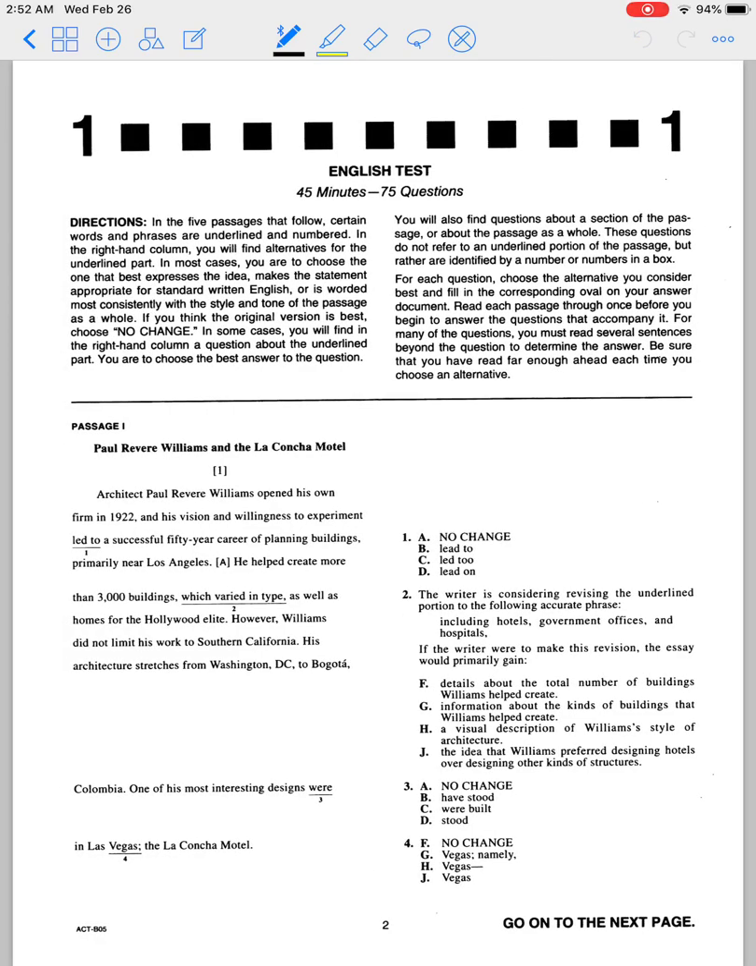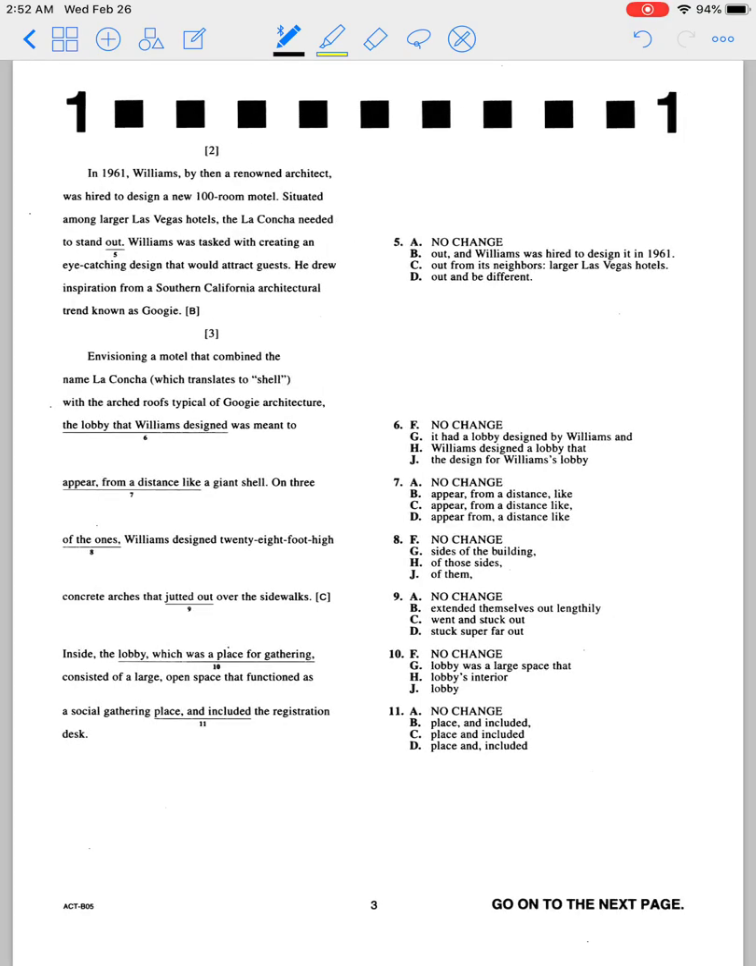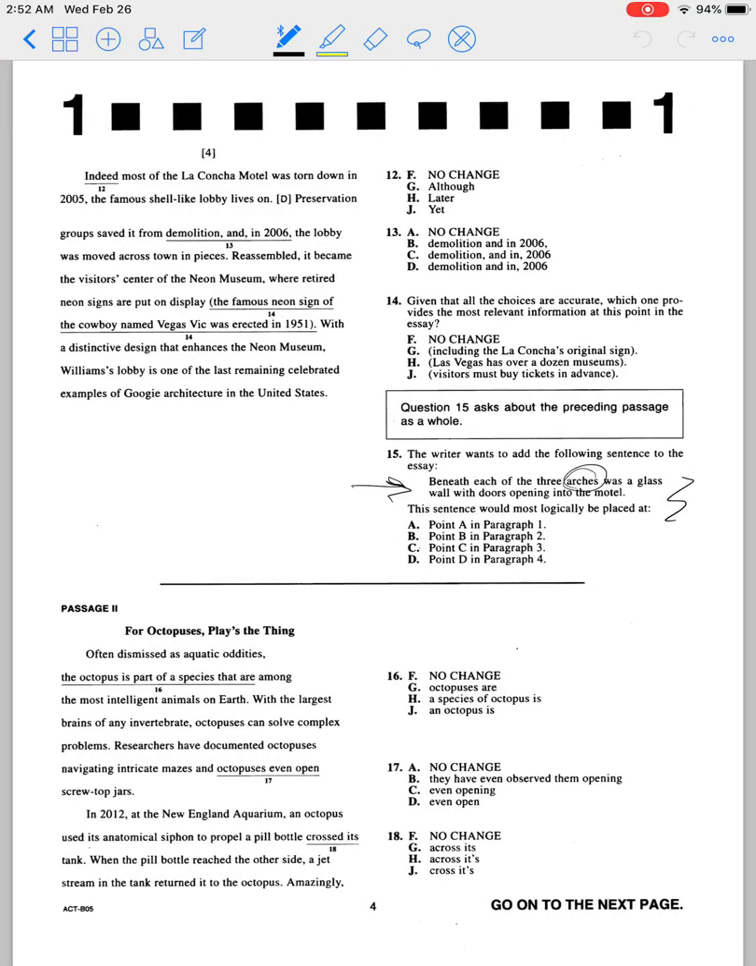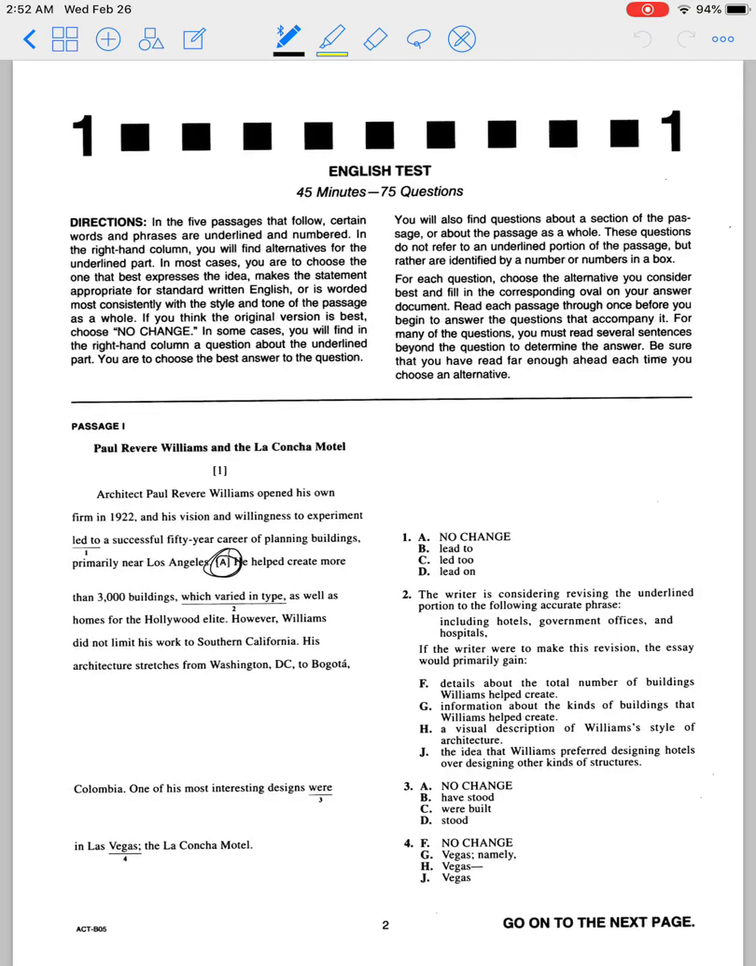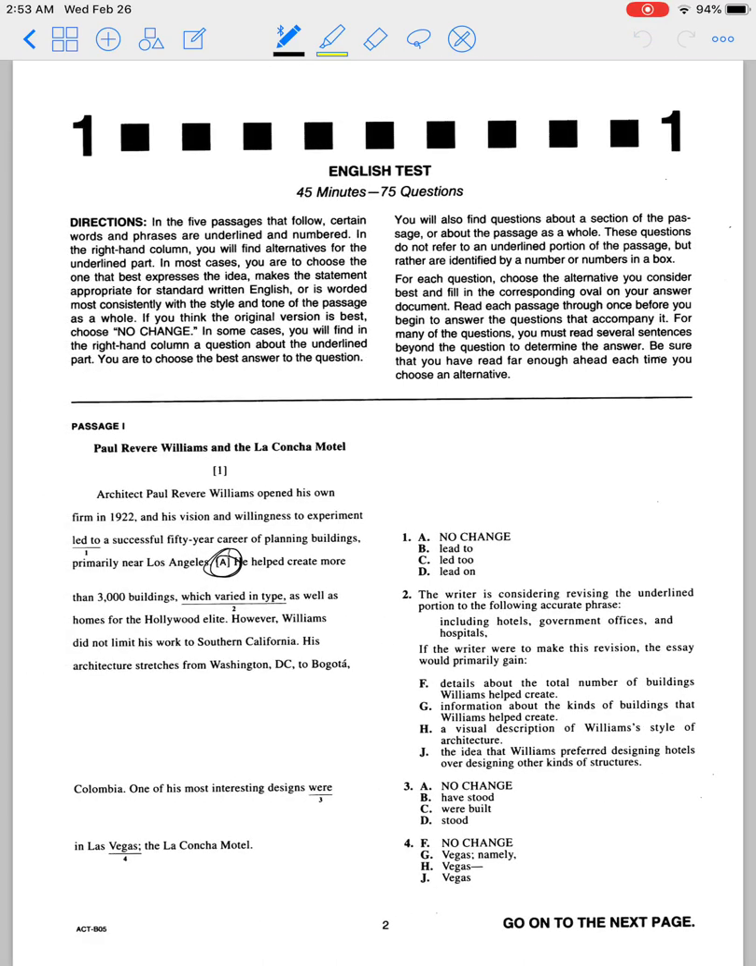Now, while you're reading, if you ever notice an A, a B, a C like that, that's an indication that this type of question is probably coming for you. So just be prepared. So again, we're looking for stuff about the arches, glass wall, doors opening into the motel.